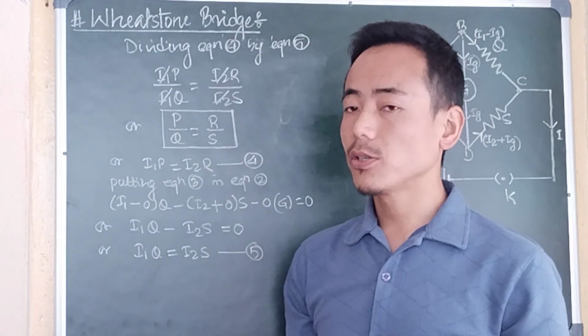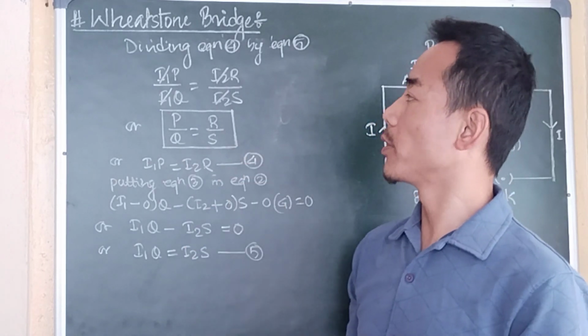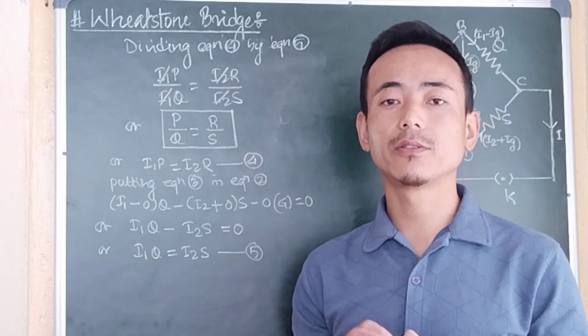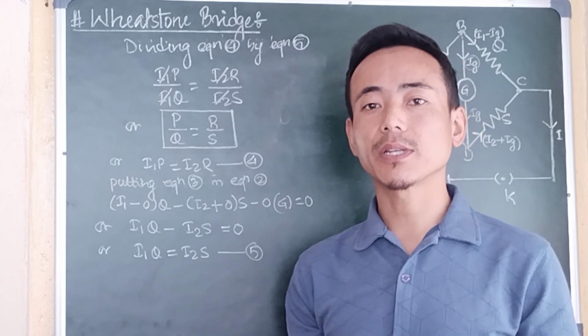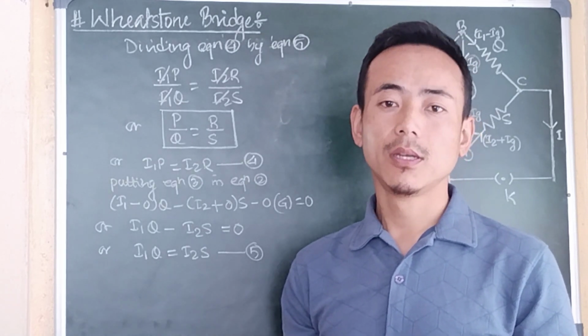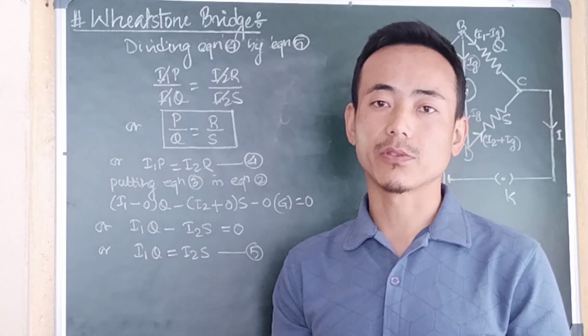This derivation is important, and you have to remember that the Wheatstone bridge works when it is under balance condition, that is when the current to the galvanometer is 0. Sometimes they will give the derivation, sometimes you will get numericals. So you have to learn the sign convention and you have to know Kirchhoff's laws.